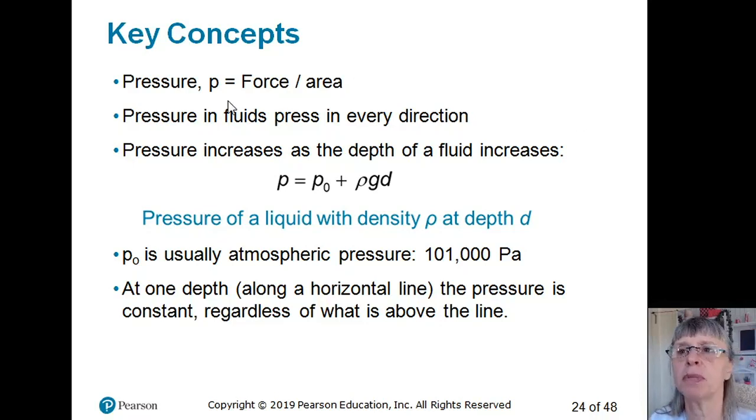So the key concepts from this section is that pressure is equal to force over area. Pressure in fluids, that's gases or liquids, pushes in every direction, not just down, but every direction. And we also learned that pressure will increase as the depth of a fluid increases, and this is our hydrostatic pressure equation. Total pressure is equal to our ambient pressure, most of the time this is 1 atmosphere, plus the density of the liquid times gravitational constant g times the depth of the liquid. And as I said, P naught is usually atmospheric pressure, 101,000 pascals.